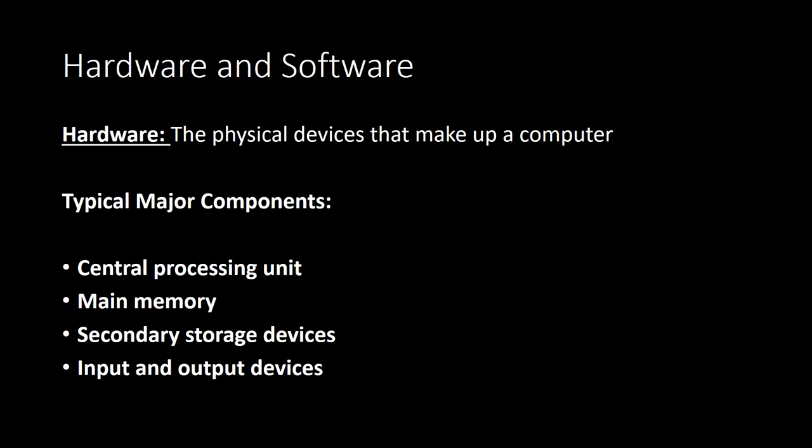You must have hardware and software in order for your PC to work properly. Hardware is the physical devices that make up a computer. The typical major components of hardware are the central processing unit, main memory, secondary storage devices, and input and output devices.